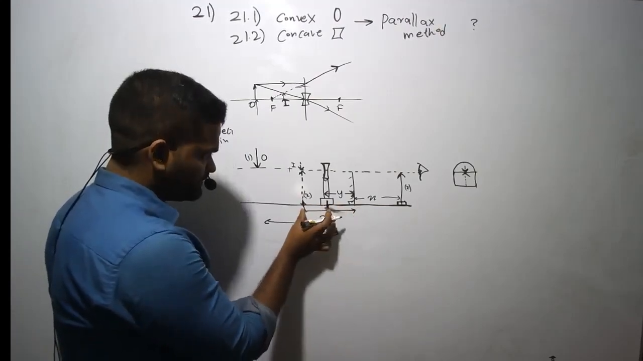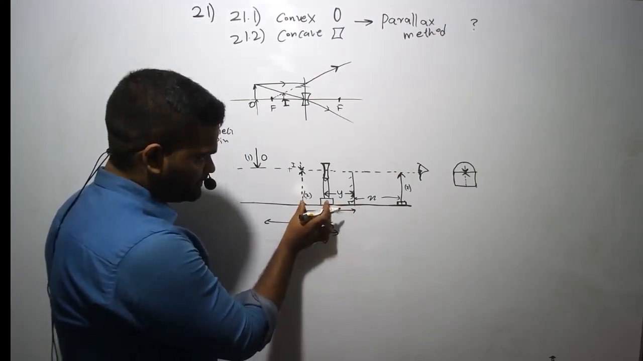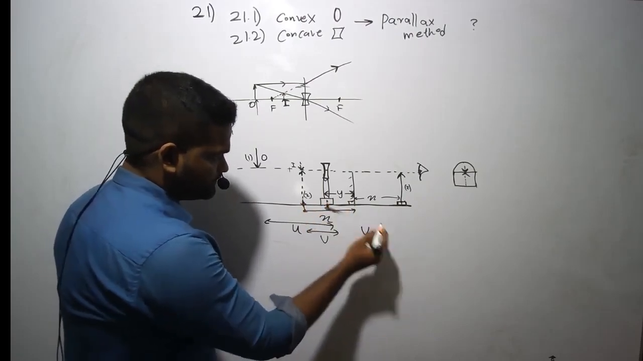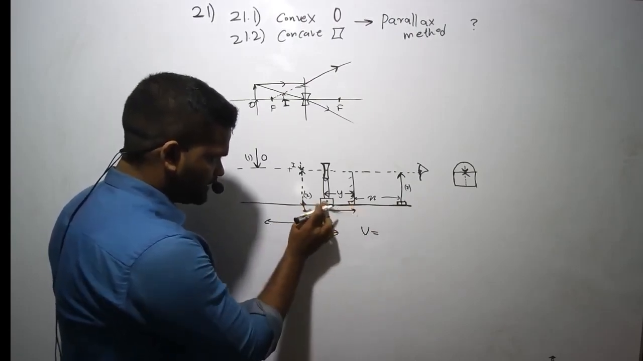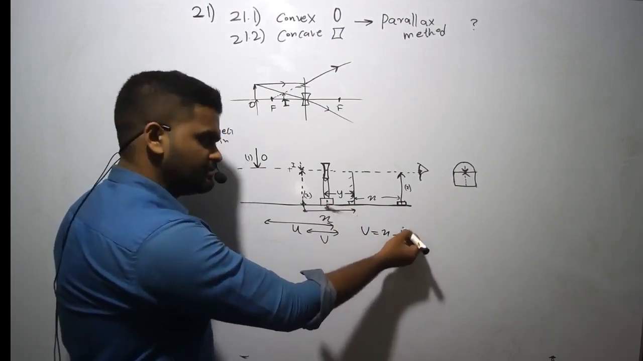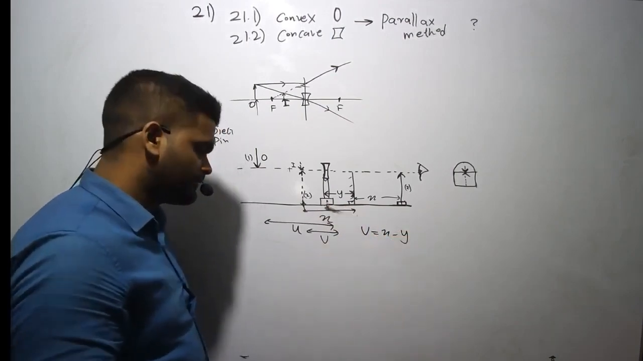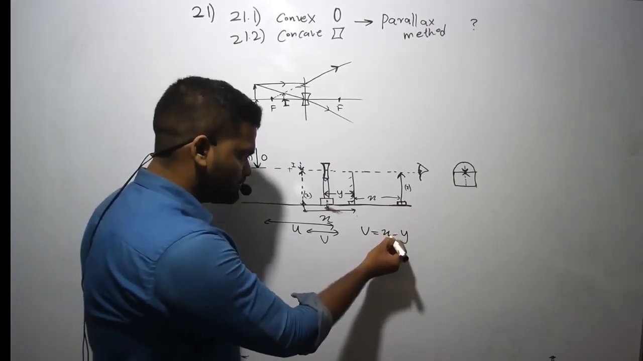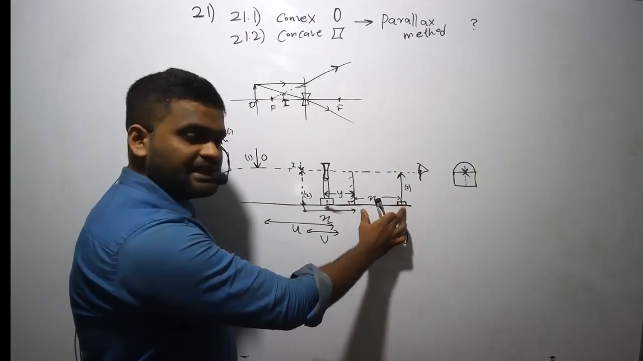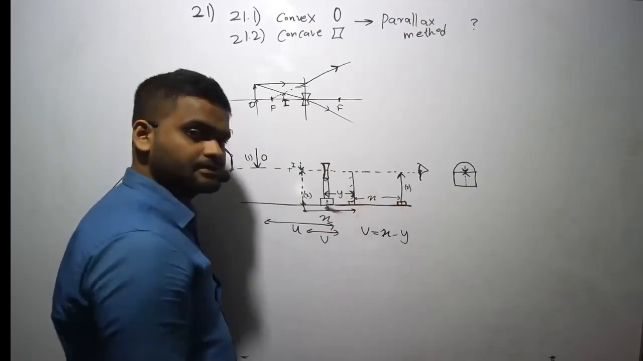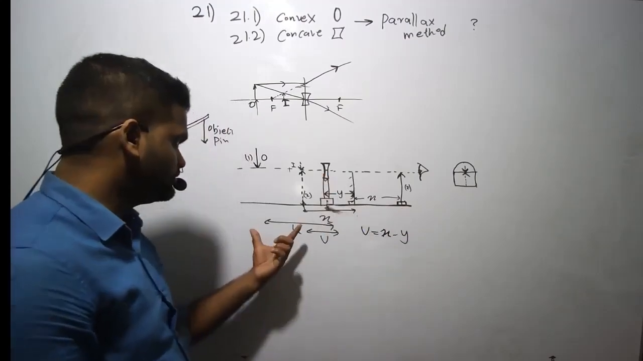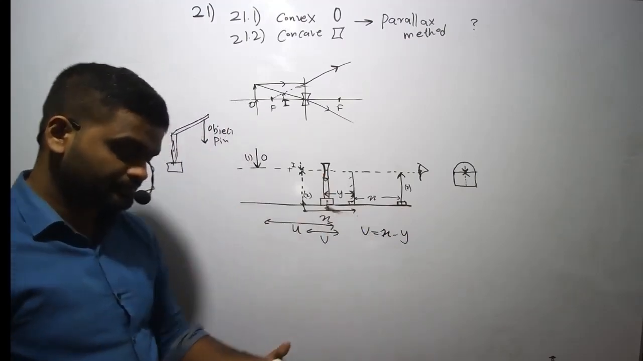So what is that v? This v is, as you can see, x minus y. This distance x minus y is the image distance. So y is a known value. You can simply measure that value. Then x also you can measure, right? Once you find the position of pin 2, you can find the x. So x minus y is going to be the image distance, and you already know that u. Okay?